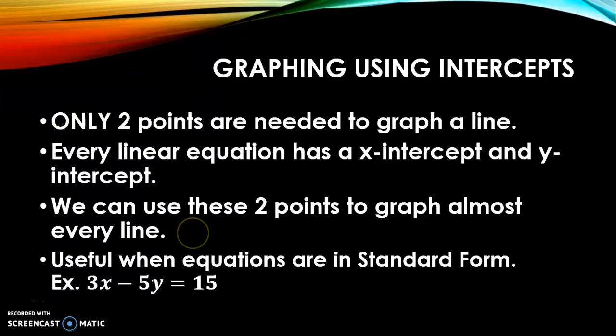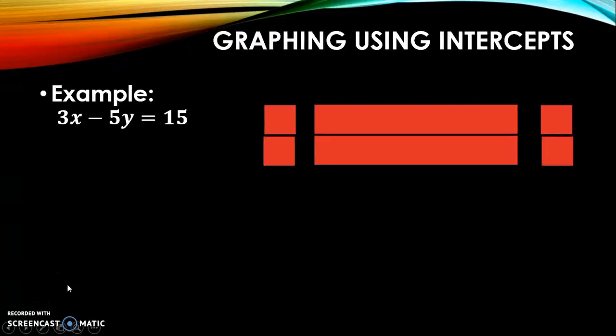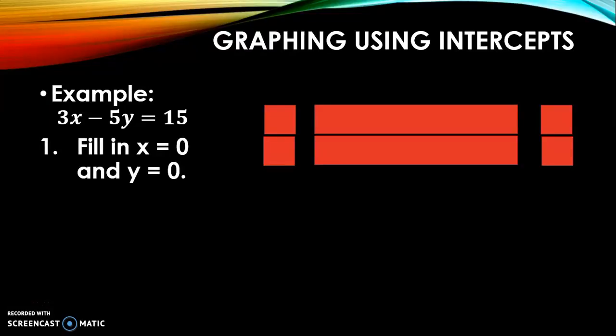So let's take the time to look at this equation in standard form and graph it. Here's our first example, 3x minus 5y equals 15. The first thing is to create our table, and we need to fill in an x and a y value. These values are going to be 0 for both of them. We want to get something that is on the x-axis and the y-axis.